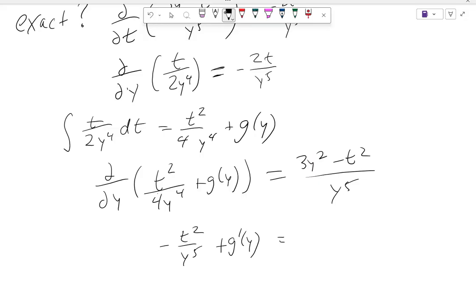To help us out a little bit, let's split that fraction. I can write it as 3y squared over y to the fifth. That simplifies to 3 over y cubed minus t squared over y to the fifth. Does the piece that needs to go away go away? Yes, good. The piece that needs to go away goes away.